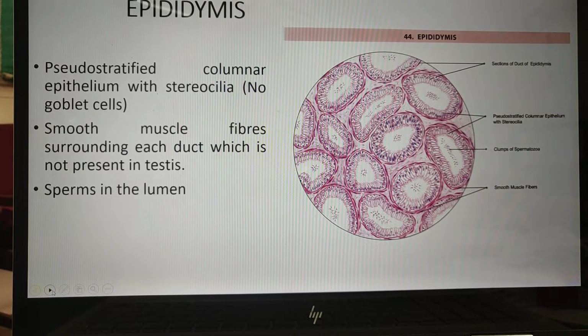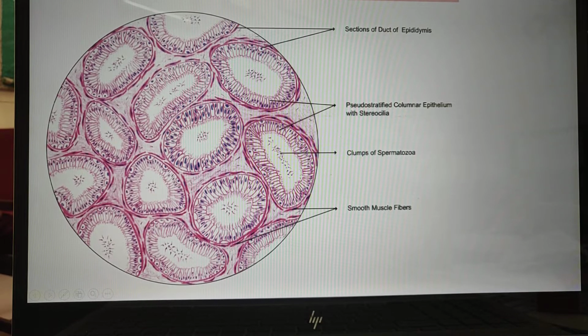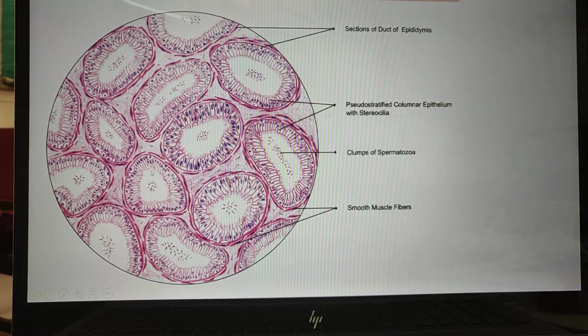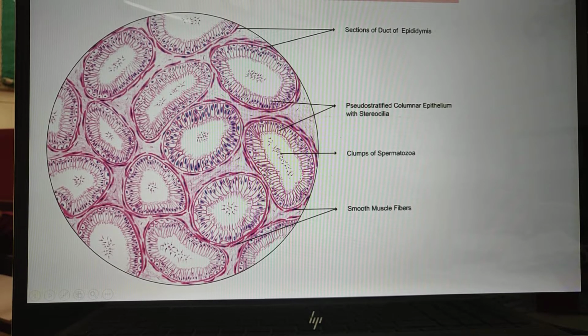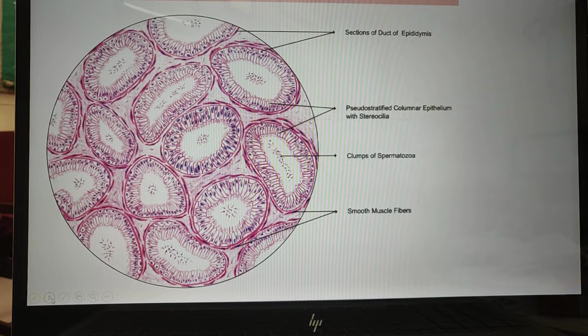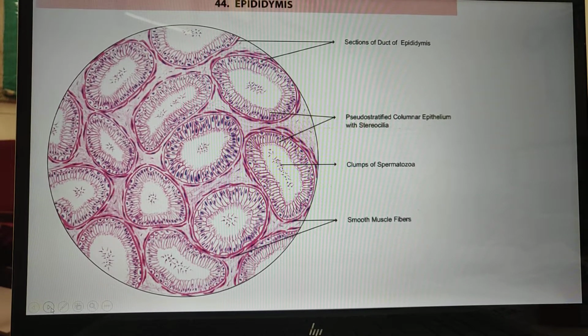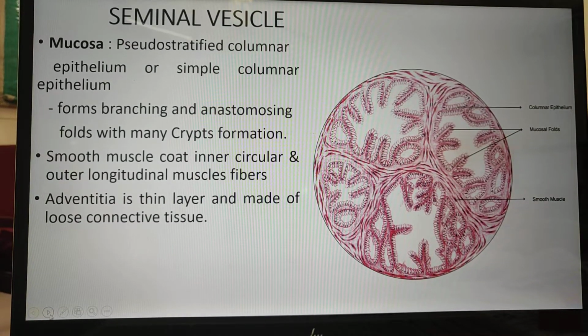So this is a slide of the epididymis. Here you can see each and every duct of the epididymis. There are smooth muscle fibers, which is the characteristic of the epididymis, and it is lined by the pseudostratified columnar epithelium.